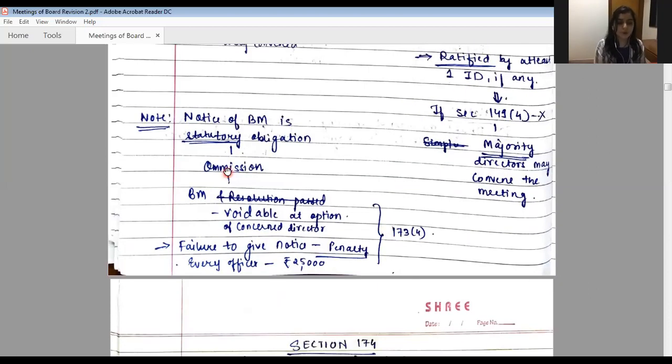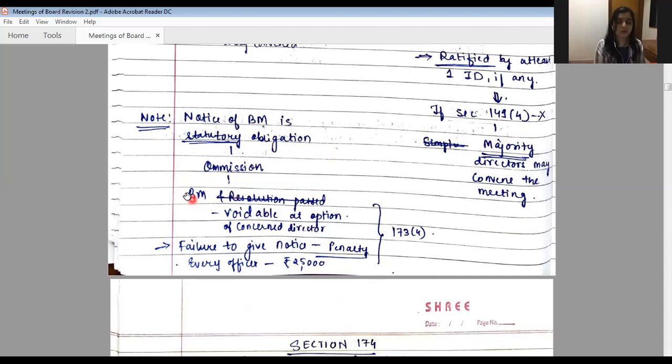Then the next point is that notice of board meeting is a statutory obligation of the company. That is, the company has to statutorily send the notice of board meeting to the directors.